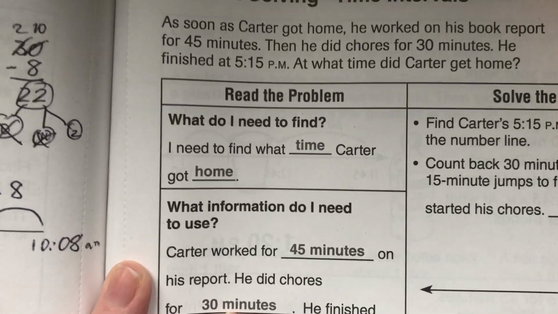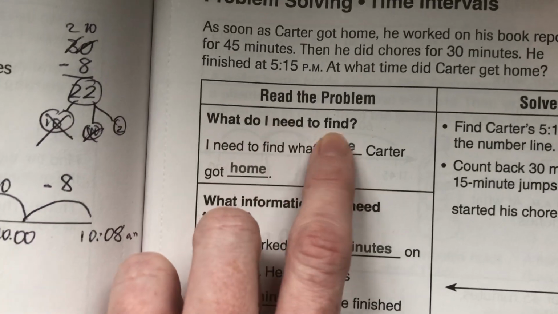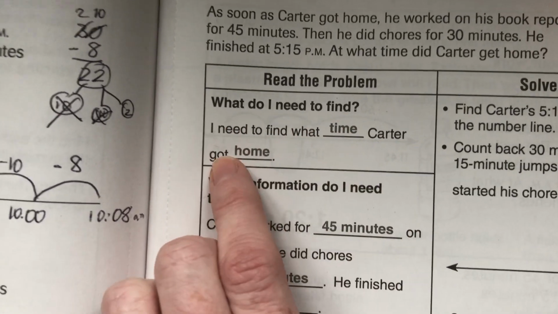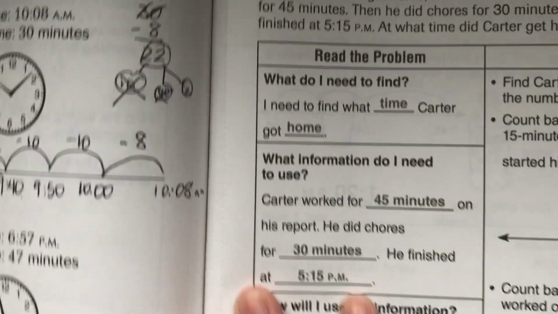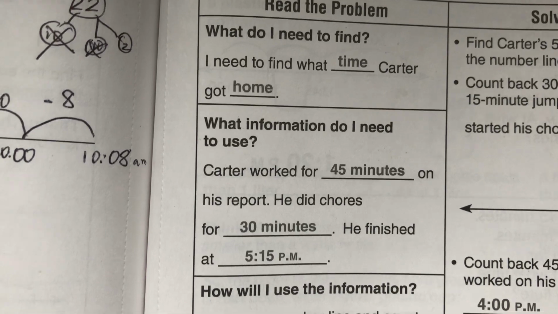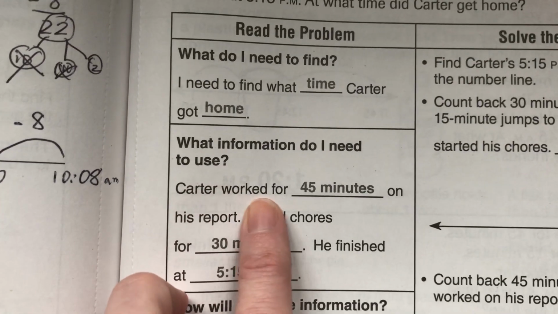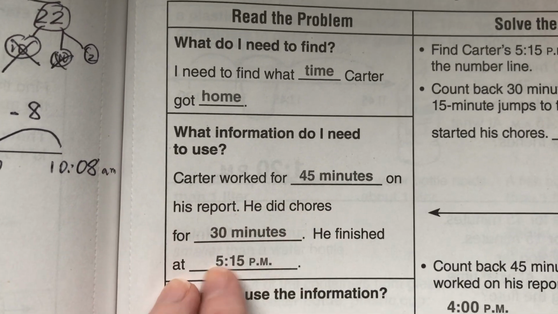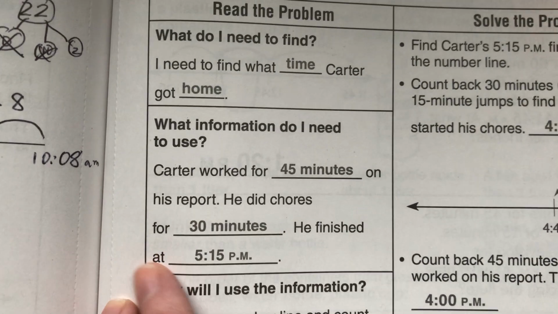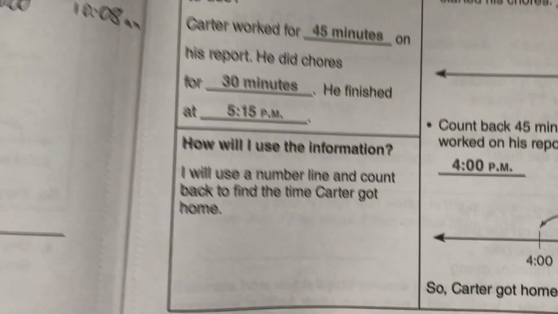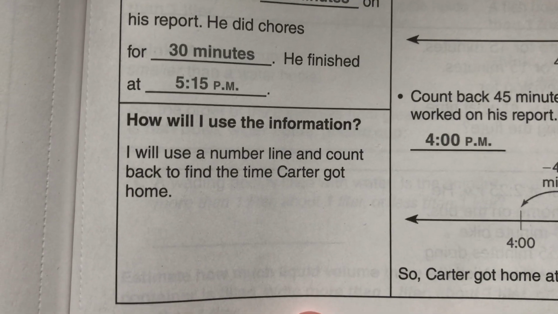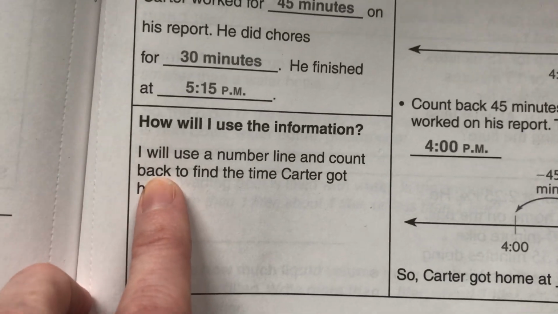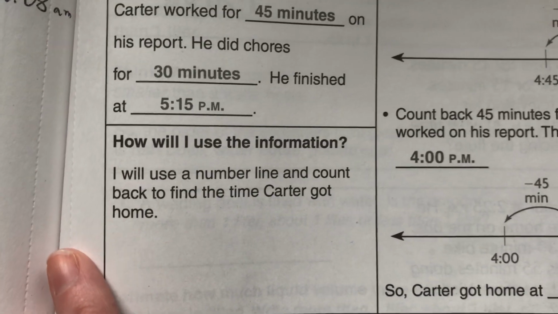Read the problem. What do I need to find? I need to find what time Carter got home. What information do I need to use? Carter worked for 45 minutes on his report. Then he did some chores for 30 minutes. He finished at 5:15. How will I use the information? I will use the number line and count back. That's the important part. We're going back to find the time Carter got home.